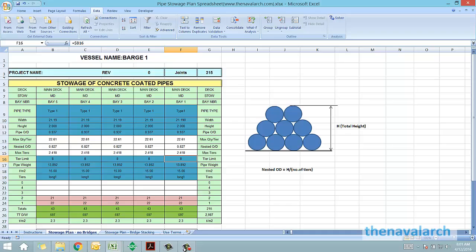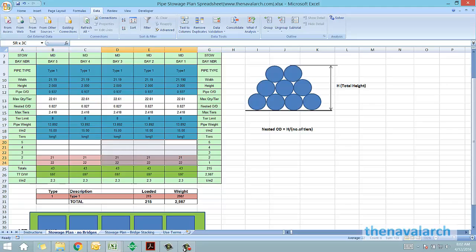Next the user needs to input the pipe weight, and whether the pipes are stacked longitudinally or transversely. We also need to input the deck loading capacity of the barge in tons per square meter. The load on any bay should not exceed this loading capacity. Below the input cells, we can see there are rows which depict the tiers of the pipe. The user needs to fill the number of pipes in each tier, going up to the maximum tiers. In this case, the maximum number of tiers is 2.